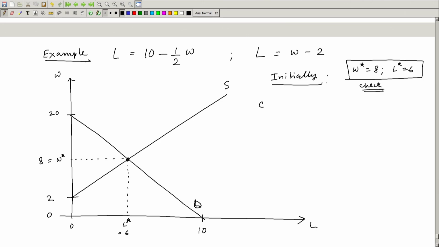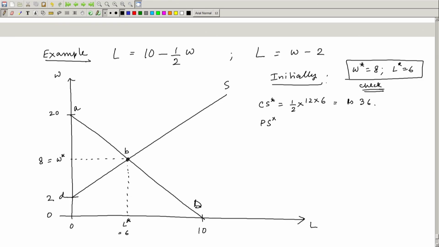Now, let us also identify what the consumer surplus is. We have also done it earlier. So, this is A, B and D, right. So, the surplus to the firms is the area A, B, W star. So, that is 1/2 times the base of the triangle, which is 6, times the height, 20 minus 8, which is 12. So, that is 72 divided by 2, which is equal to rupees 36. So, this is the same as before.